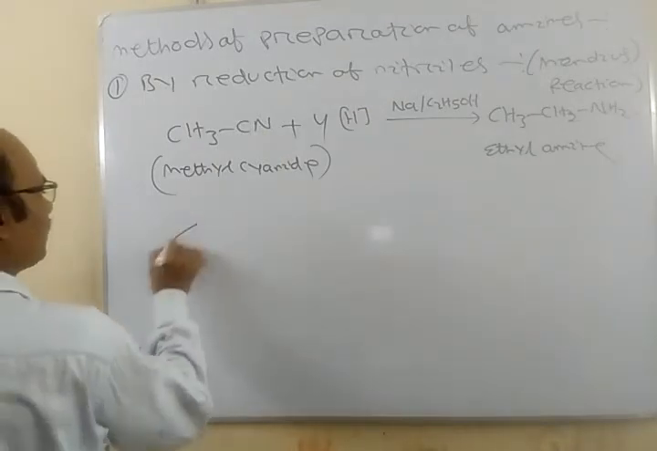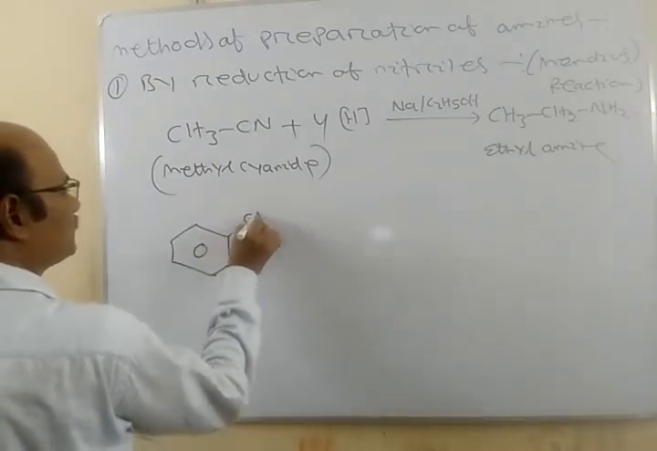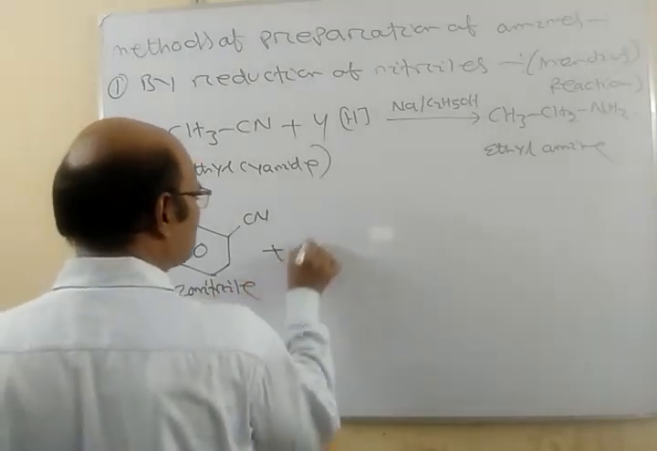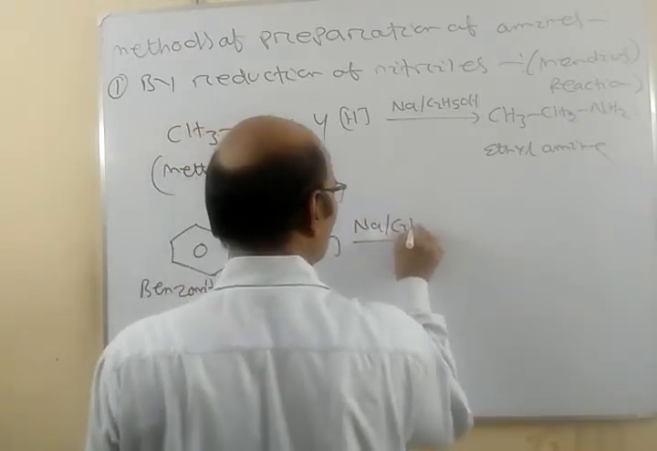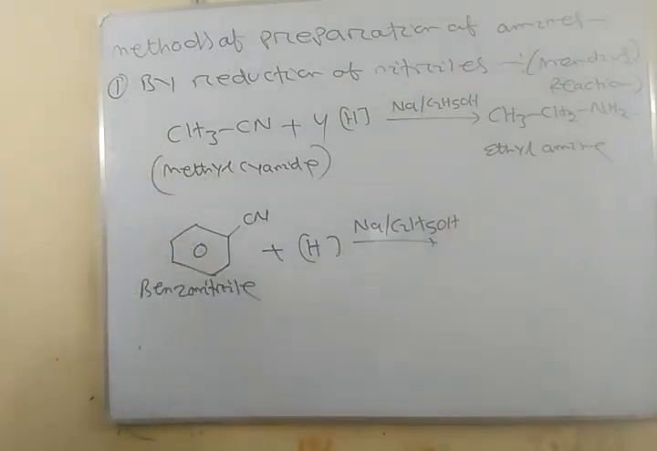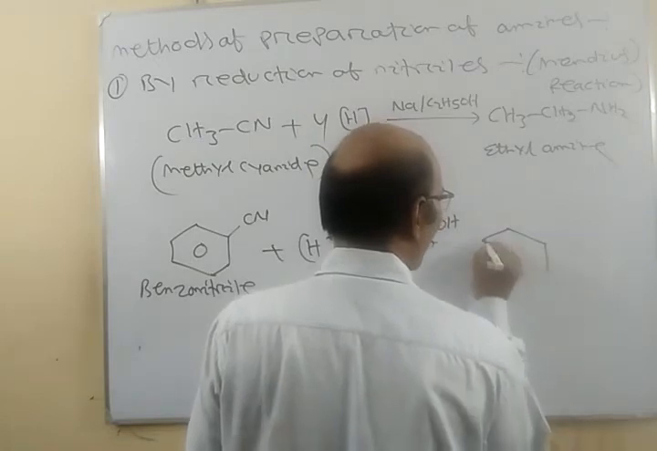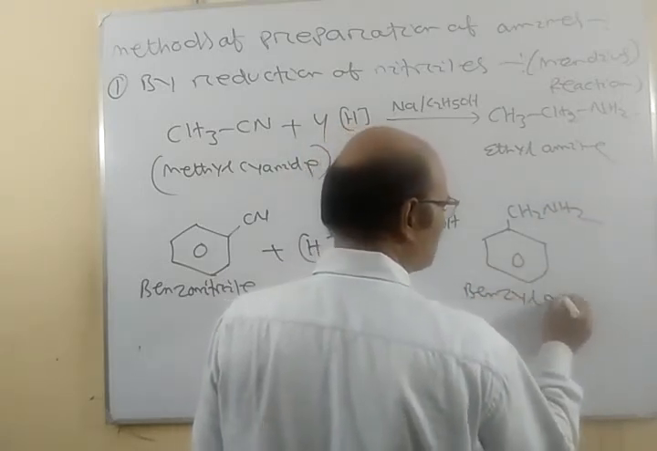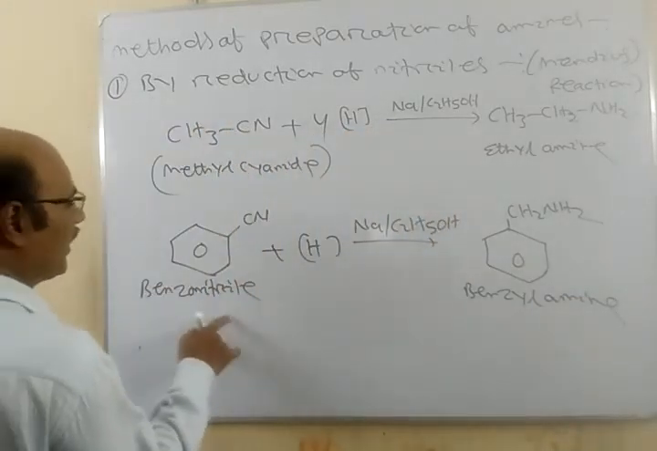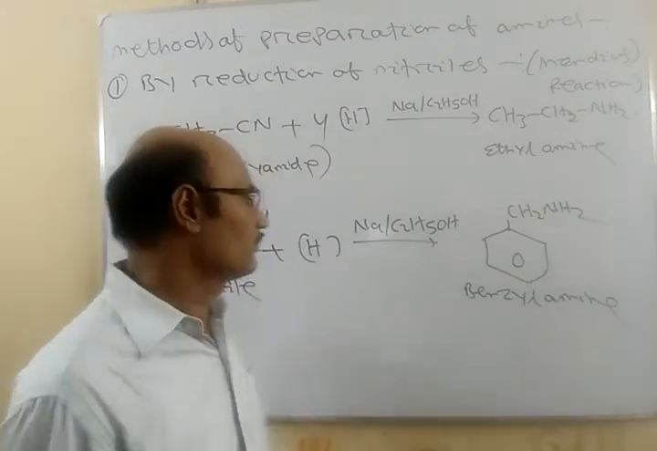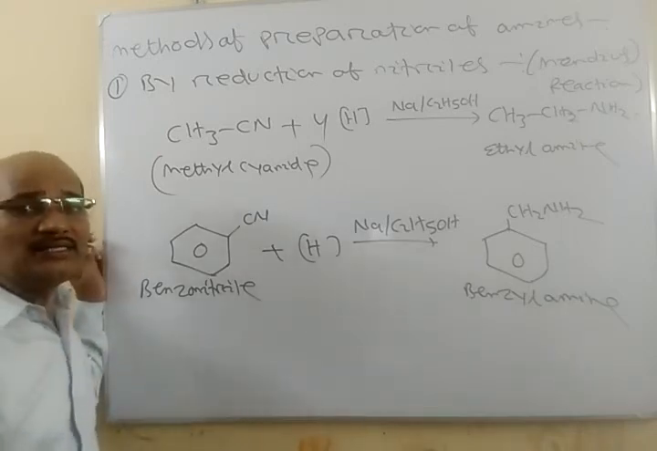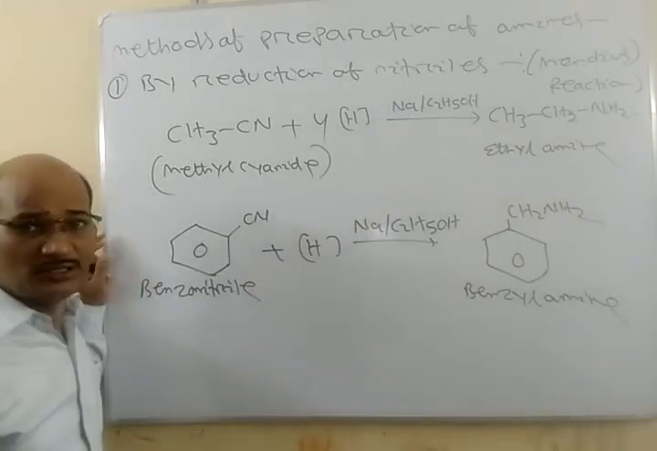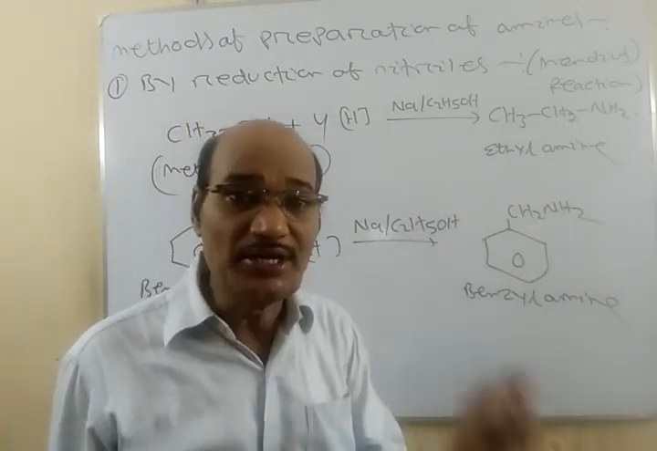Okay. Now, I can take C6H5CN, which is called benzonitrile, plus 4H, sodium alcohol, and we get C6H5CH2NH2, or benzylamine. Benzonitrile undergoes reduction to give benzylamine. So alkyl cyanide or alkyl nitrile undergo reduction with sodium alcohol as the reducing agent, and then the corresponding amines are formed. This is known as the Mendius reaction.